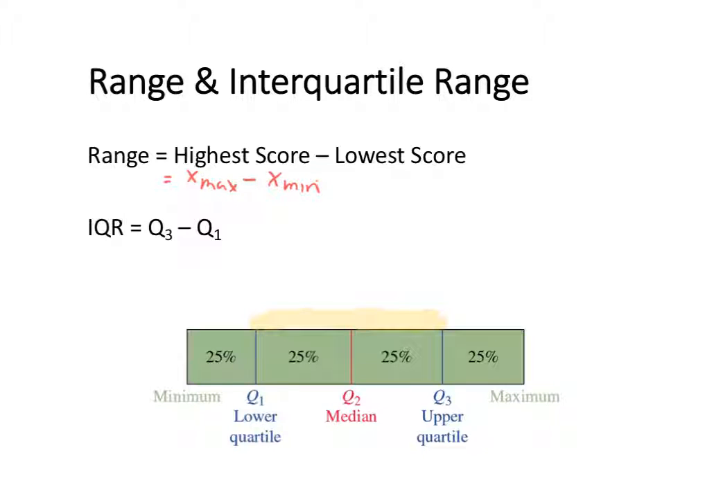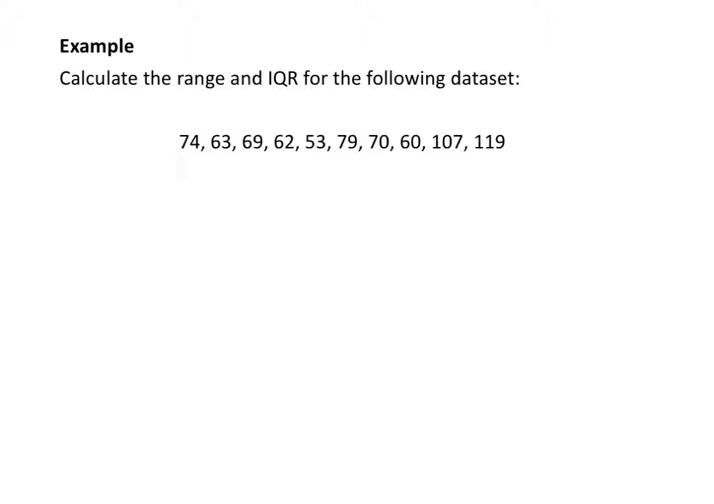If you need explanations of how to calculate the range and interquartile range, have a look at the first video that goes through in more detail how to calculate these two amounts. So now let's have a look at an example. In this example, I want to calculate the range and interquartile range of the data set below. Now my first step is to put that data set into ascending order.